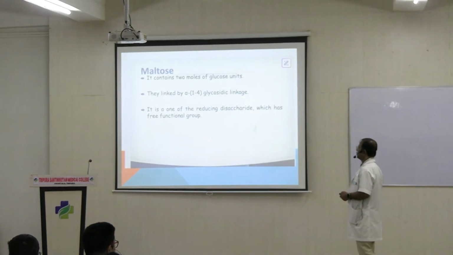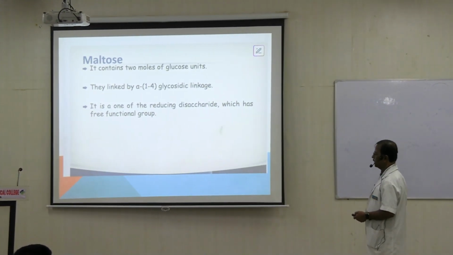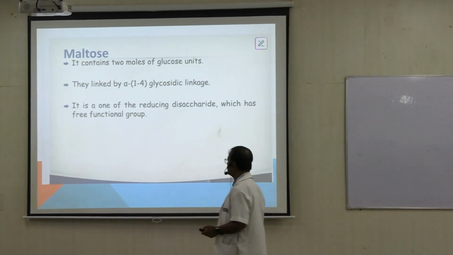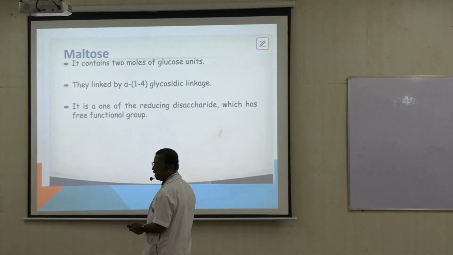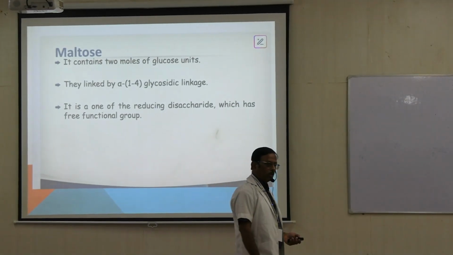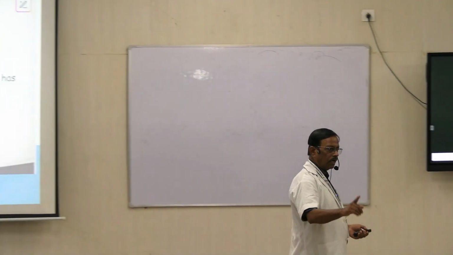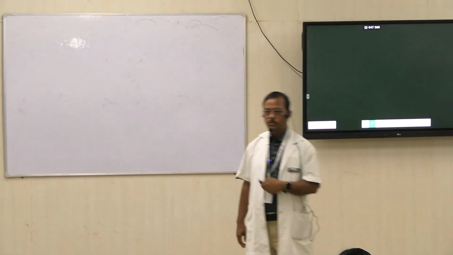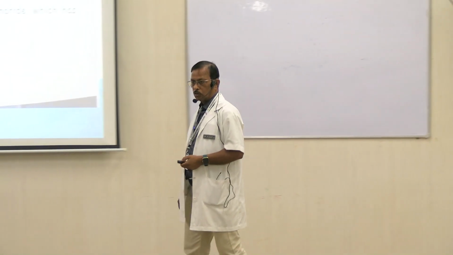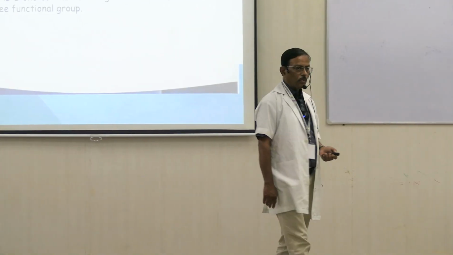Maltose has 2 glucose units bound by alpha 1,4 glycosidic linkage. Just remember, alpha 1,4 glycosidic linkage, 1 and 4. In case of the first glucose molecule, it will be the first carbon. That first carbon carries what? Aldehyde group. And in case of the second glucose molecule, it will be the fourth carbon, which is not an aldehyde group.